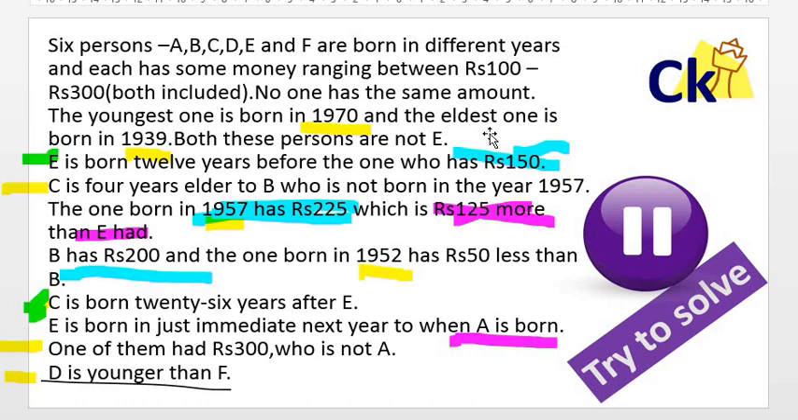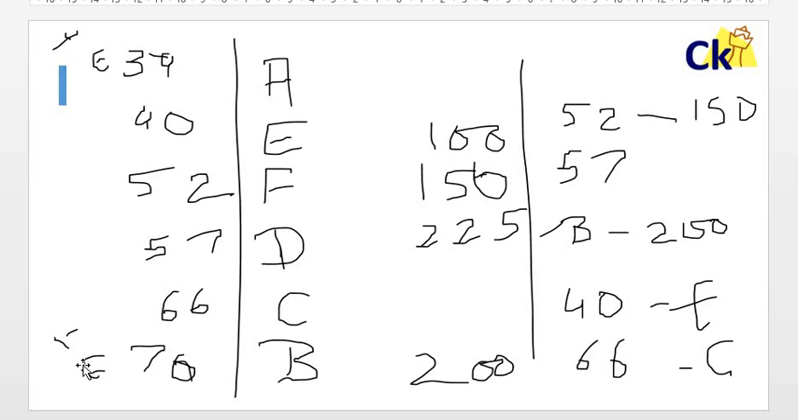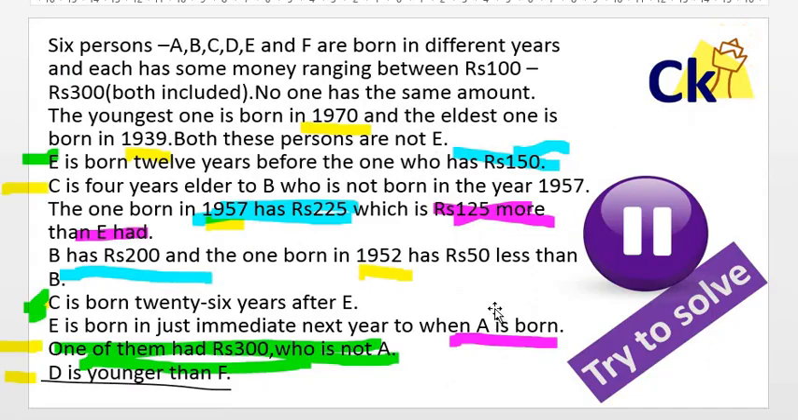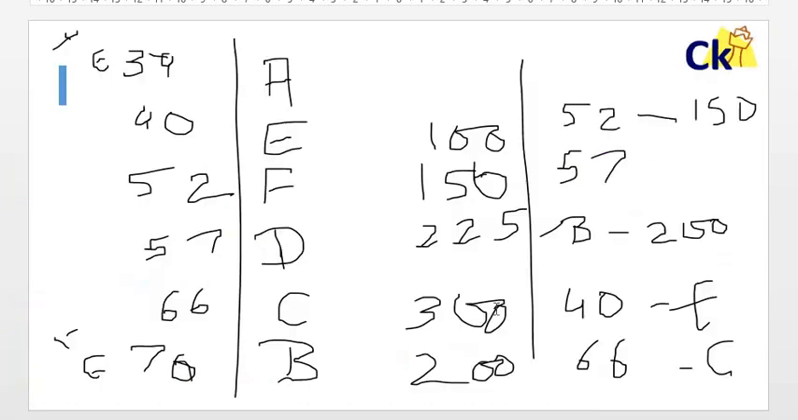Now the last condition, which we haven't used up till now, is this. One of them had rupees 300 who is not A, so C must have 300 rupees. Now let's get back to the table to find the amount for A. Since we have used all the conditions that were present, and there is no mention of the amount which A had, what we can say about the amount of A is we can't say anything. So over here the amount for A is CBD, cannot be determined.